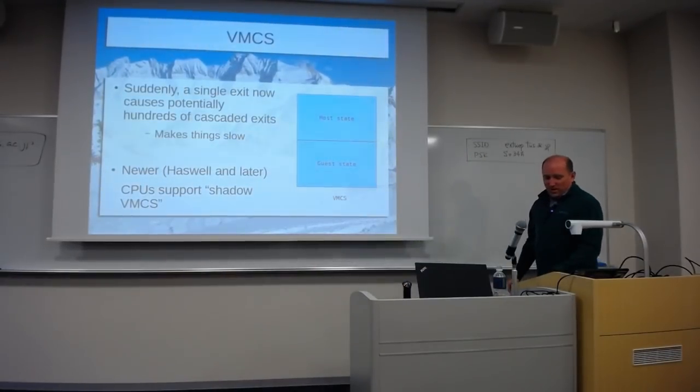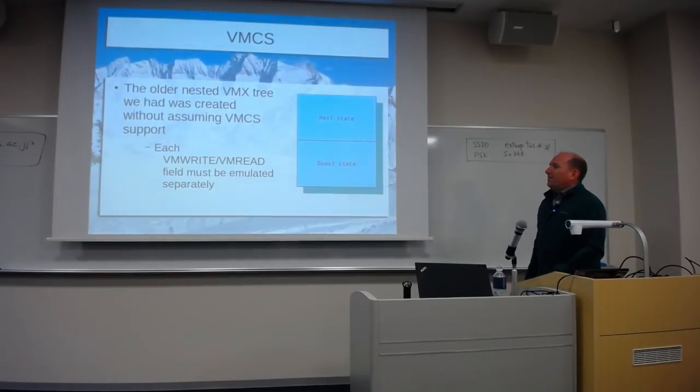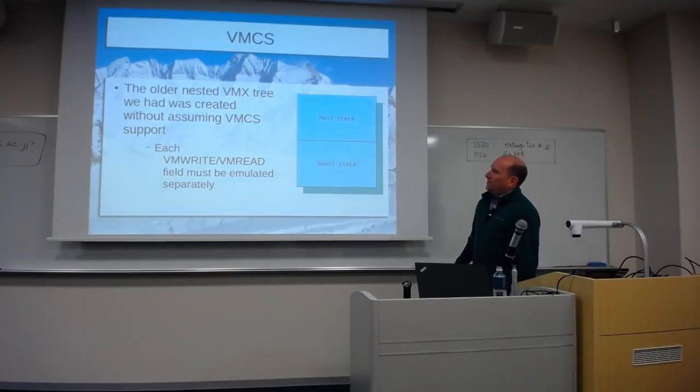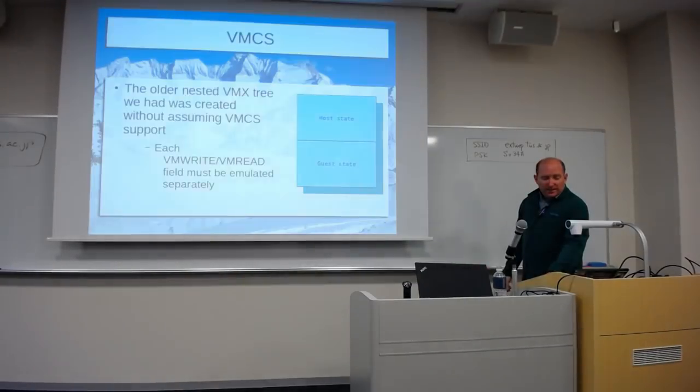Right. So when I first started this, because I mentioned I've had this in my tree for a long time, I didn't have a Haswell. As a matter of fact, this machine, which is my primary machine, isn't even a Haswell. So what I have in my tree is essentially an emulated version of shadow VMCS. So each read and write must be emulated separately. So every field that gets written to or read from has an individual function that implements the read or write functionality for it. And it ends up just being really, really slow.